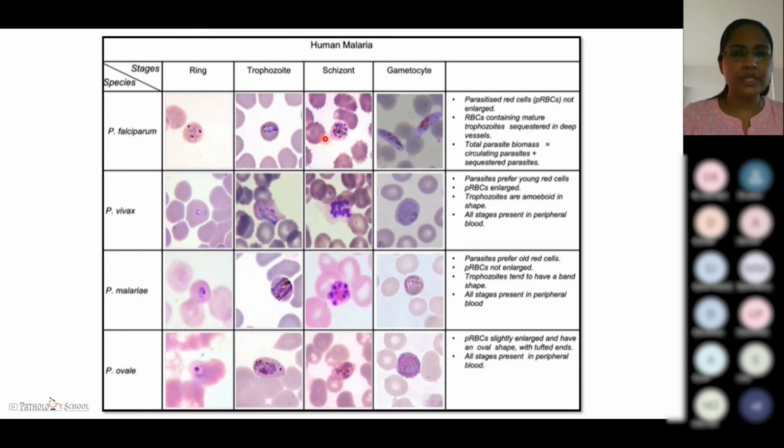And in Plasmodium falciparum, schizonts have a greater number of chromatin dots, but schizonts are not seen because in Plasmodium falciparum, the schizonts adhere to the endothelium of the venules. So we generally don't get schizonts in the peripheral blood smear. And gametocytes of Plasmodium falciparum are typically banana shaped, while those of Plasmodium vivax are round to oval.